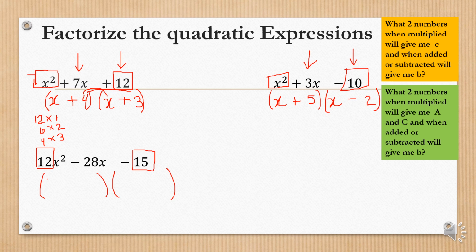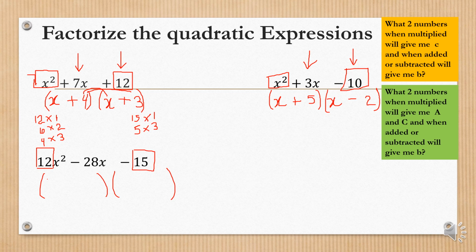What's going to give me 15? 15 by 1 will give me 15, or 1 by 15. Also, what can give me 15? 5 by 3 can give me 15, or 3 by 5. Yes? Good. Now, which do I use?